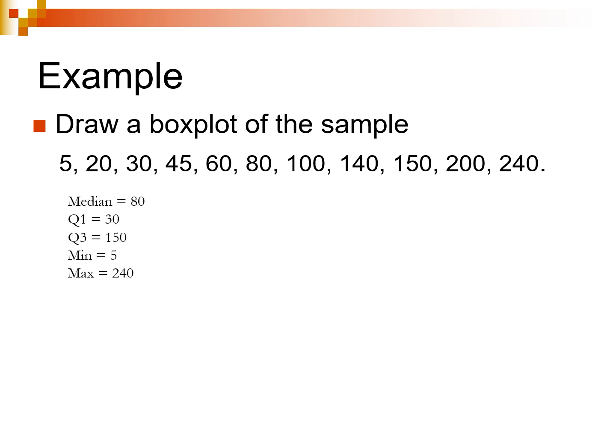The median is 80, that's right there in the middle. The Q1 is 30, that's the lower median. Q3 is 150, that's the higher median. The minimum is 5, that's the smallest number, and the maximum is 240. So what we want to do is to draw the box and whisker plot.